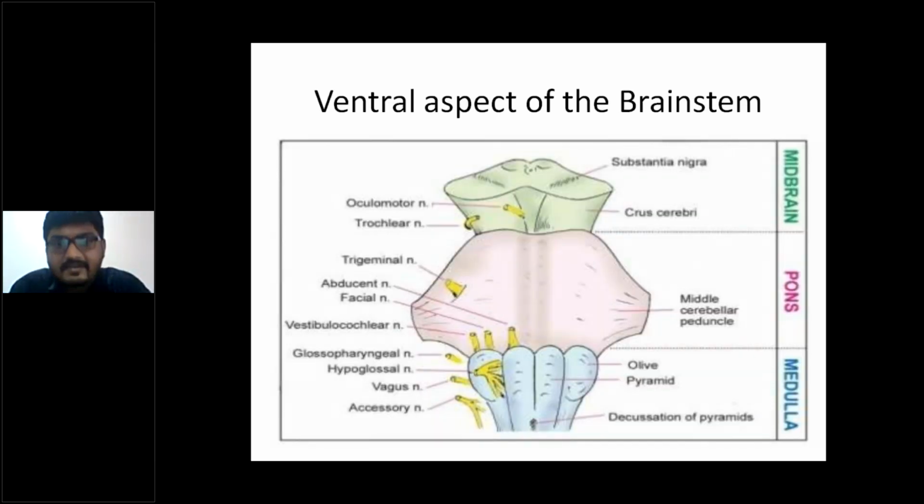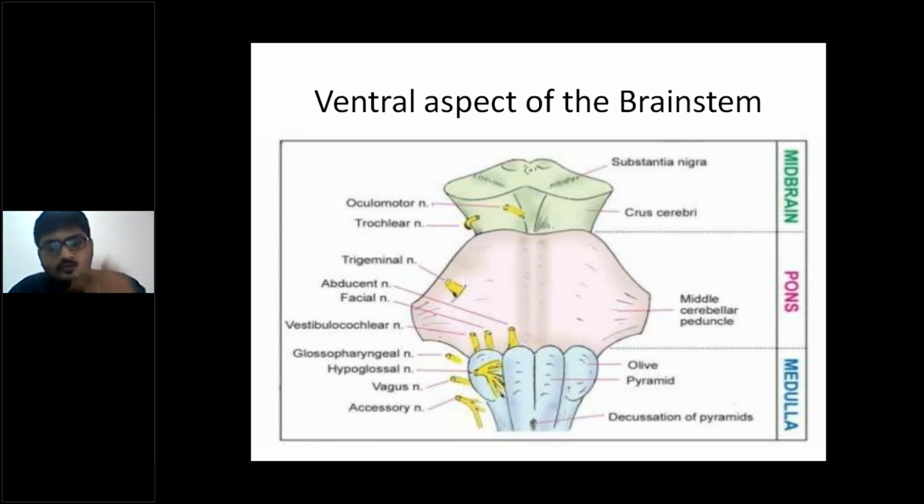So this is the ventral aspect of the brainstem. Can you see the cursor? Pointer, can you see it? Okay. So this is midbrain, this is pons, this is medulla. So this is the ventral aspect of the brainstem. Ventral means anterior.